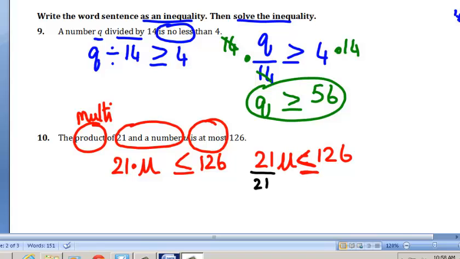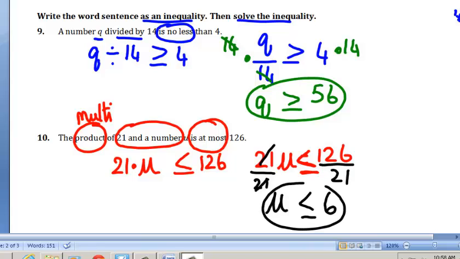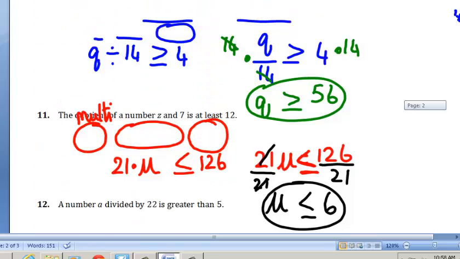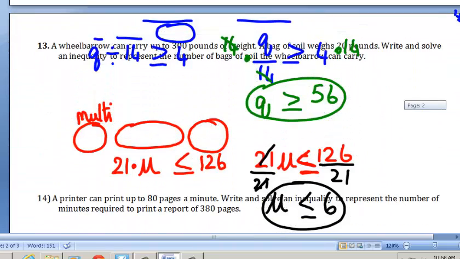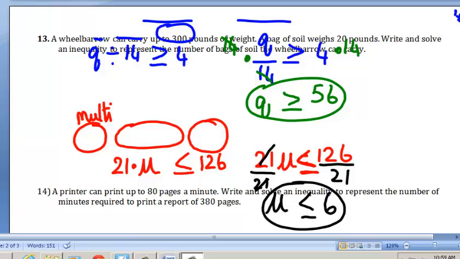Undo by dividing on both sides by 21. 21 in the numerator and the denominator cancel out. U is less than or equal to 6. There we go. We're done. Let's move on to the last piece of this lesson, which is solving. We are going to solve story problems.